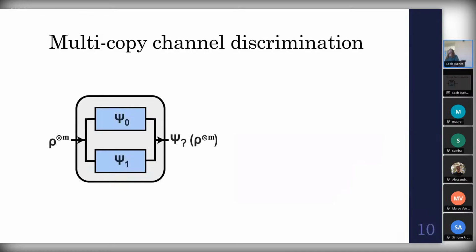We also look at multi-copy channel discrimination, which is a special case of this, where your channels are acting on multiple copies of the input all at once. So they're sort of acting on a bigger space, and your input probe state is of the form of a tensor product of the same state.